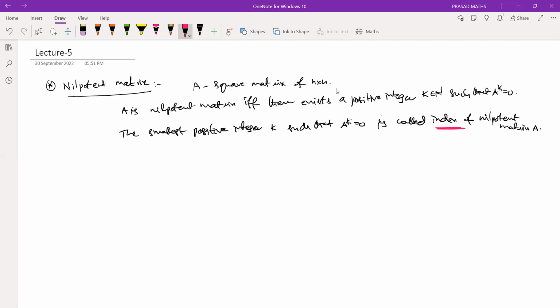Look at the simplest example. Suppose you take A as a zero matrix. Is it nilpotent? The answer is yes, because A power 1 is 0 itself. What is A power 1? A is the zero matrix, so 0 power 1 is 0. So A power 1 is 0 means A is nilpotent.